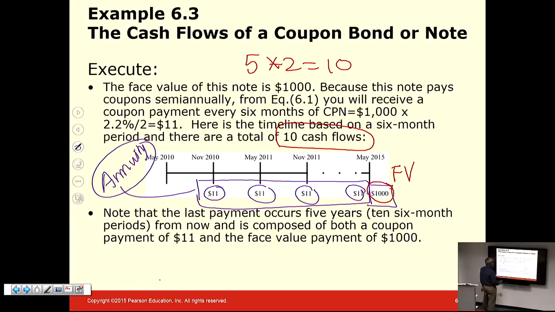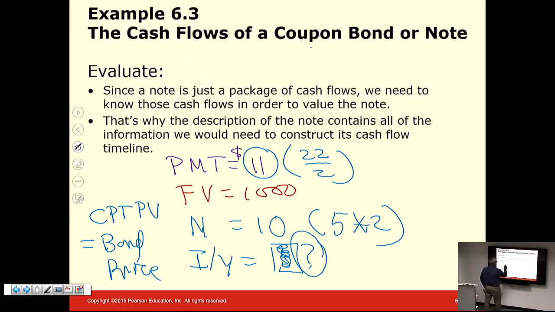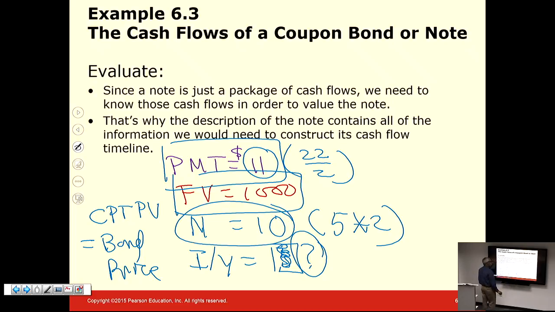So in this problem right now, this information is missing. At this point, they're only asking us to figure out the cash flows of a coupon bond or note. So we have laid out the cash flows over here. Annuity stream of $11, final cash flow of $1,000, cash flows occurring over a 10-year period. Now the only thing that we are missing over here is I/Y. What's the discount rate? We don't know this. So later on we will find out what the discount rate is, and then we can price the bond.